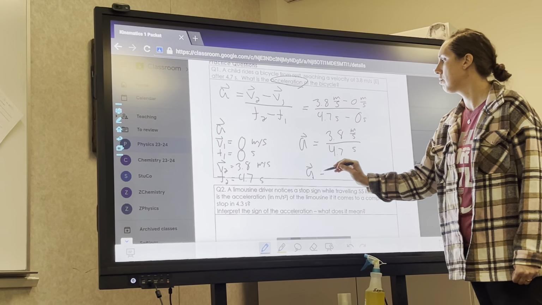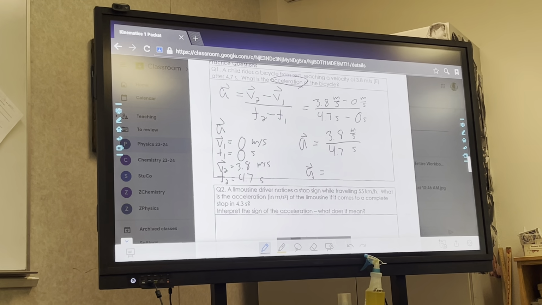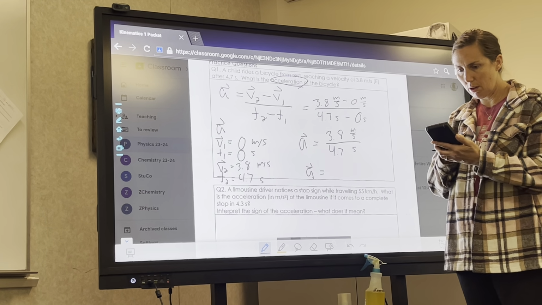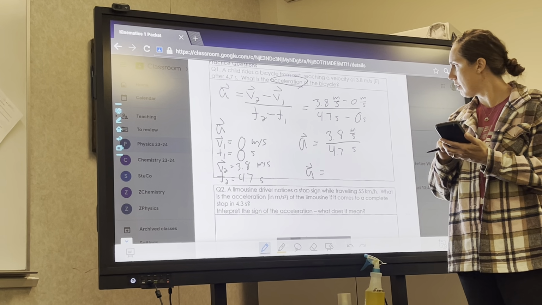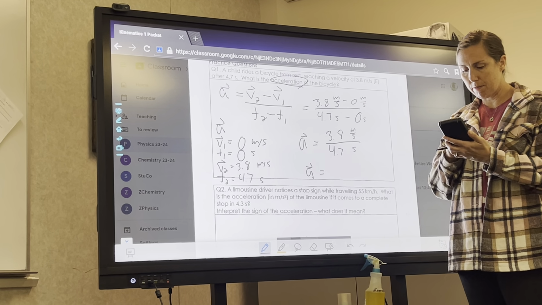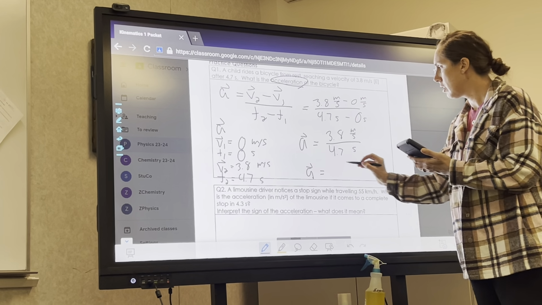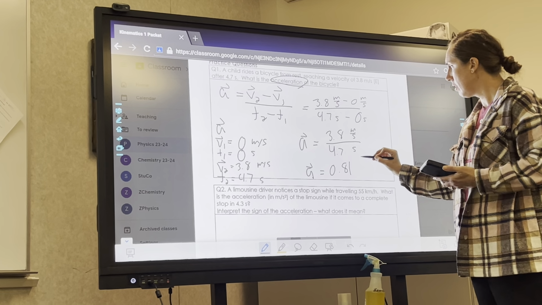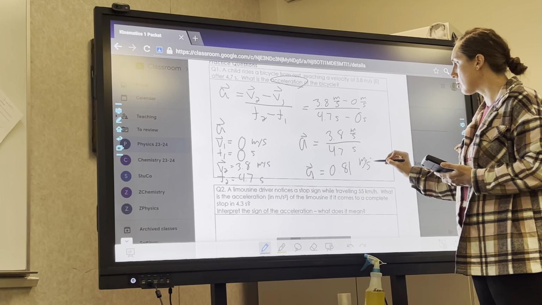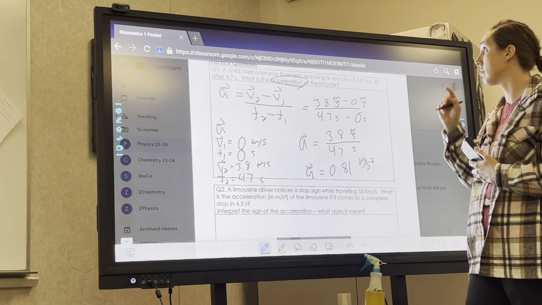A equals, when I do this, 3.8 divided by 4.7 equals 0.81 meters per second squared. Ooh, we forgot directions.